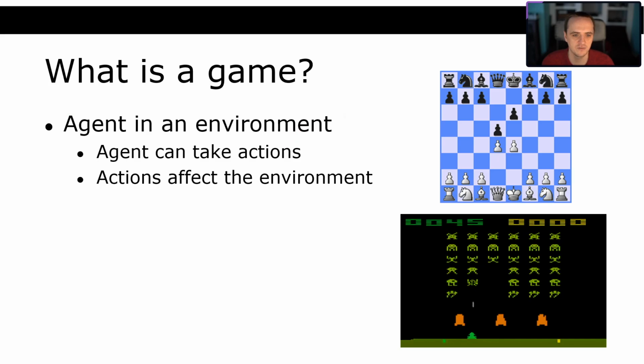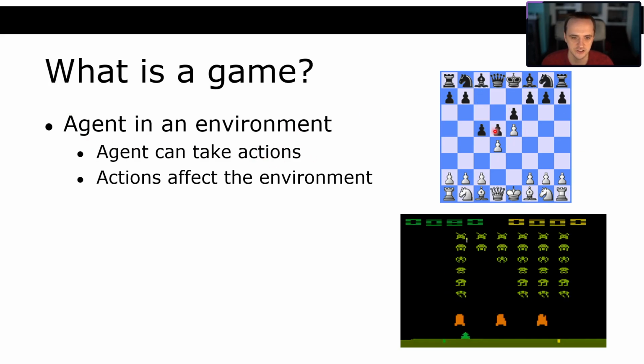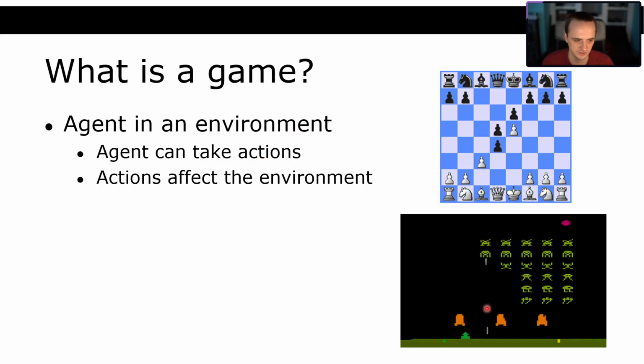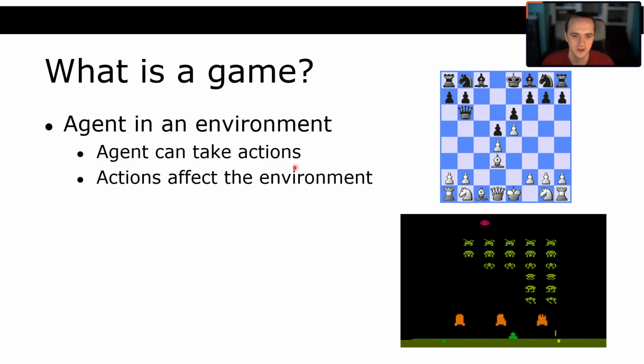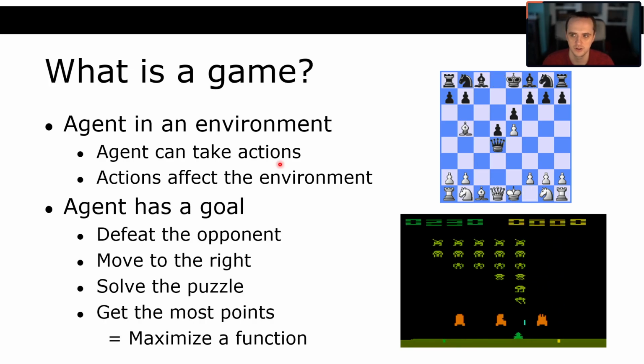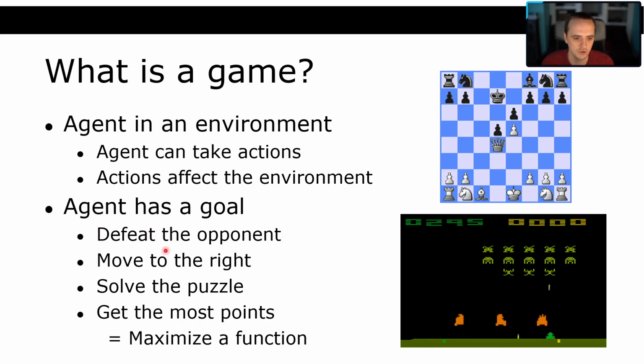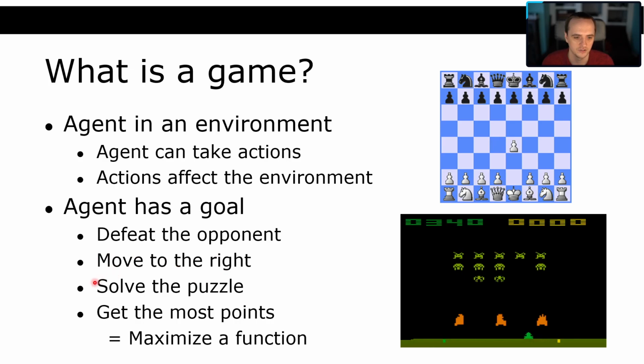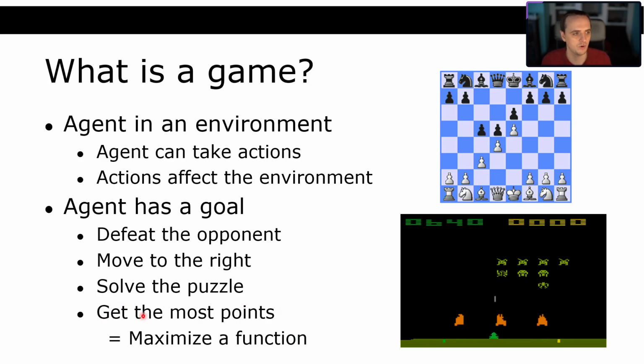You have an agent in an environment. That agent can take actions, right? Maybe we have a chessboard, we have a Space Invader, we have a Mario, whatever. And the actions affect that environment. So the agent has a goal. We want to defeat the opponent. Mario might want to move to the right. Sudoku, maybe we want to solve the puzzle. Donkey Kong, maybe we want to get the most points, right? But all we want to do in a game is maximize a function.